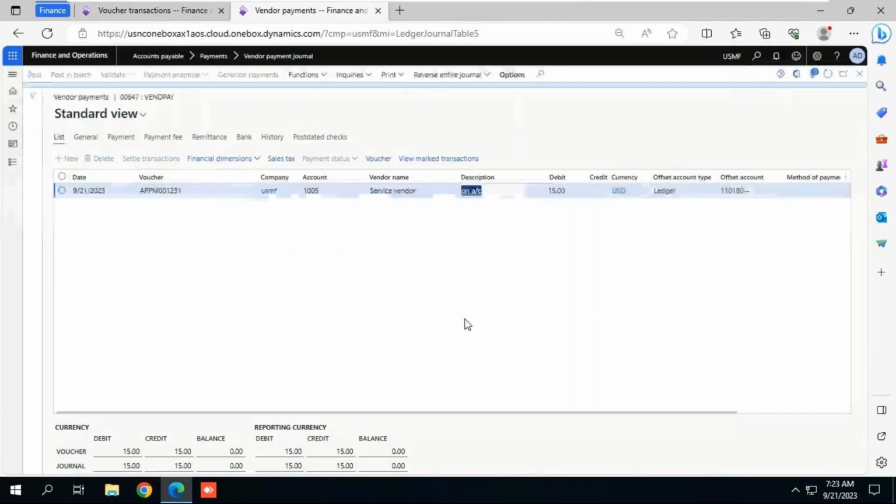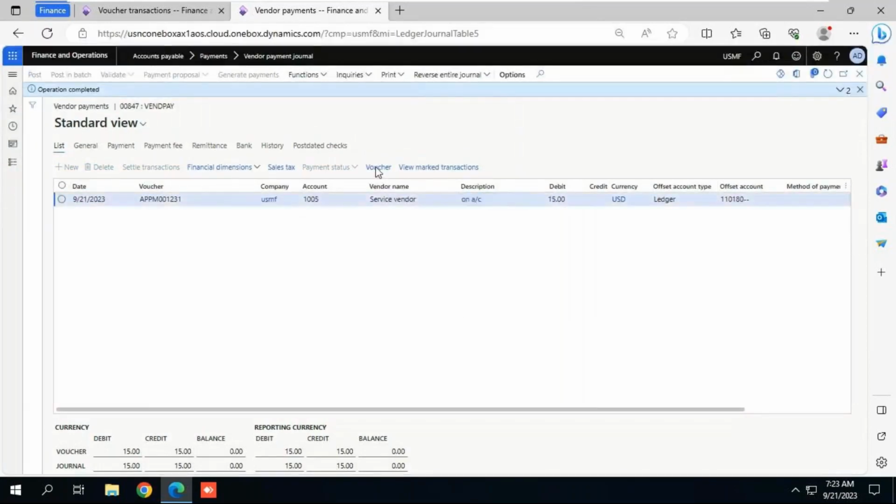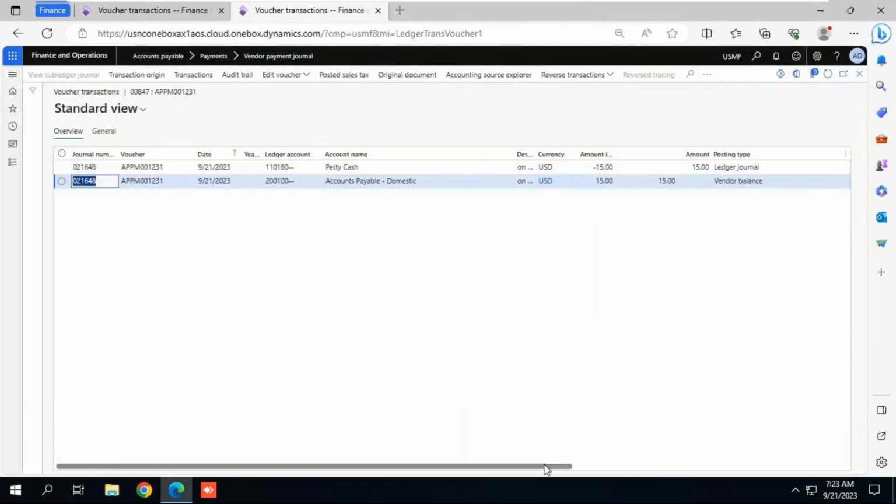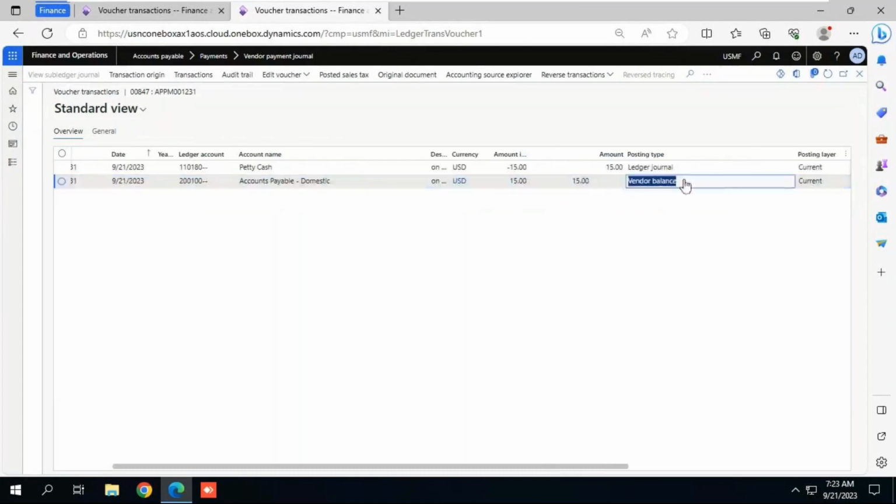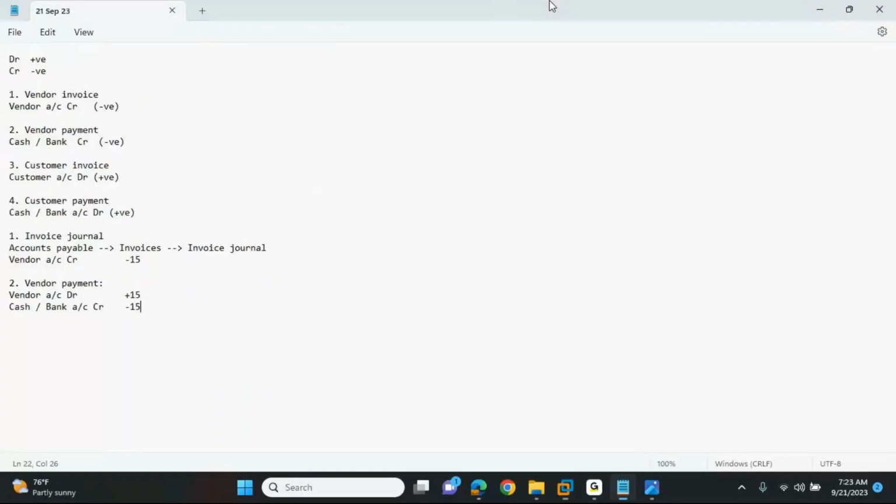if you go to the voucher, here vendor account is debited, positive, and cash account is credited, because my cash balance will be decreased. If I do payment of $15 to you, it will be decreased in my cash balance. That's what it is. Understood? Any confusion on this point?